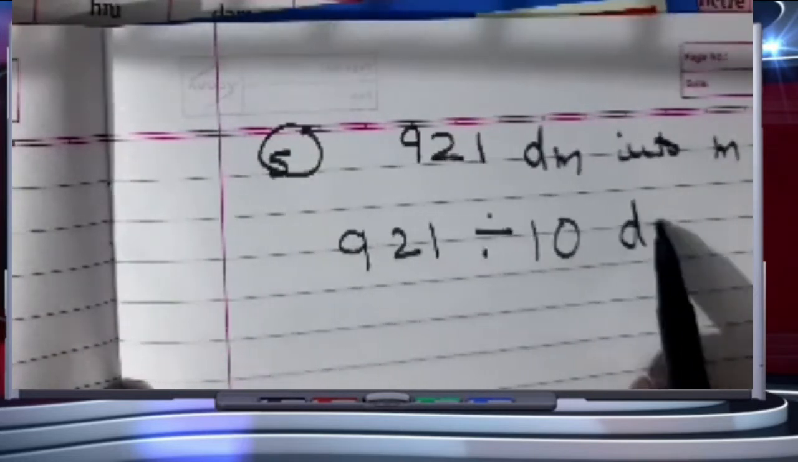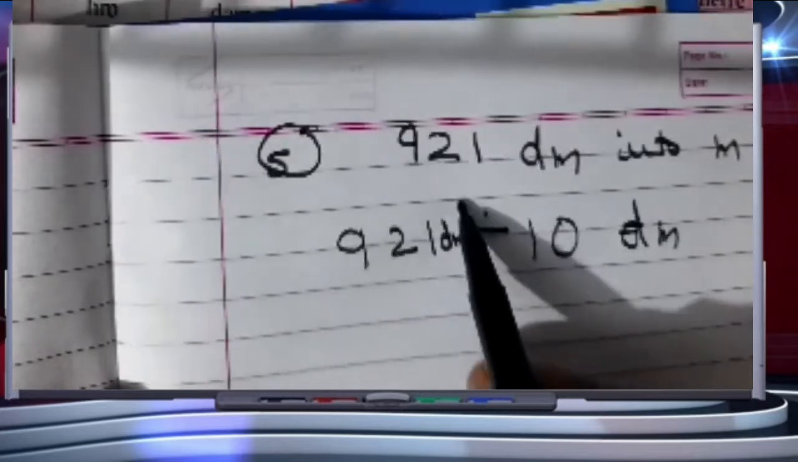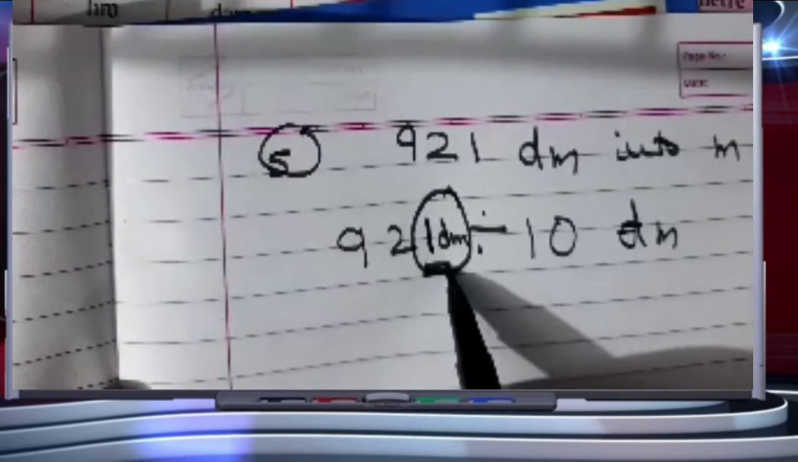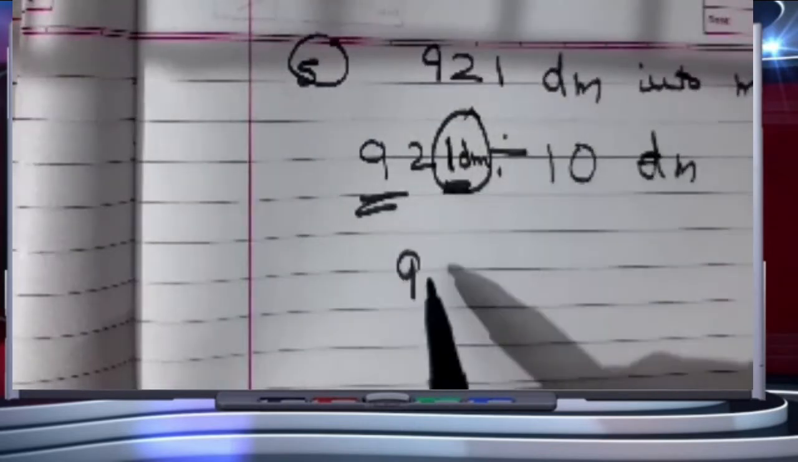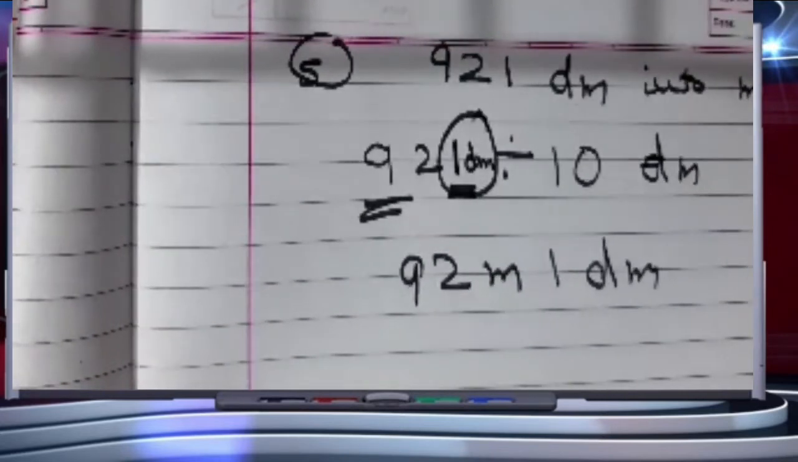Here 921 is decimeter. The last digit 1 is the remainder. And this 92 is the quotient. So the answer is 92 meters 1 decimeter.